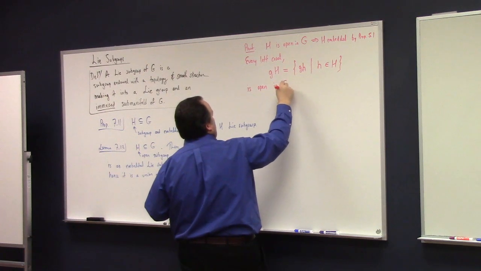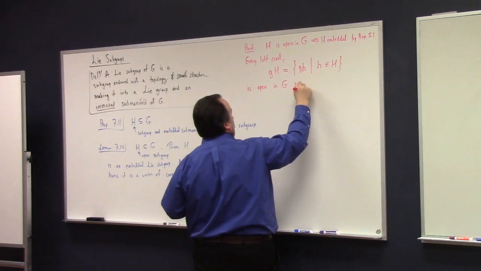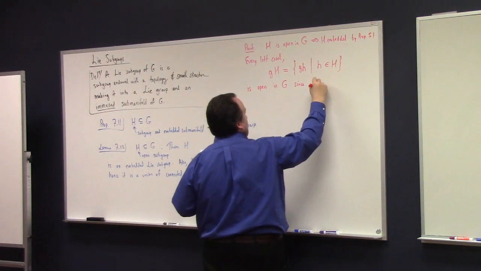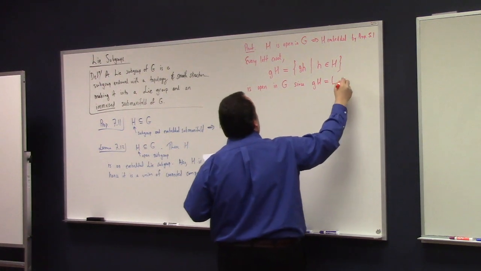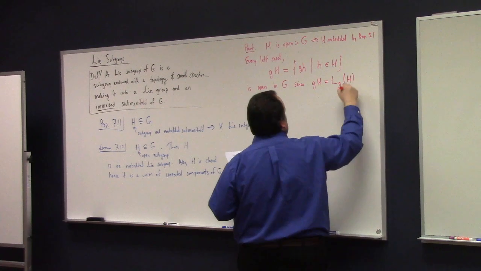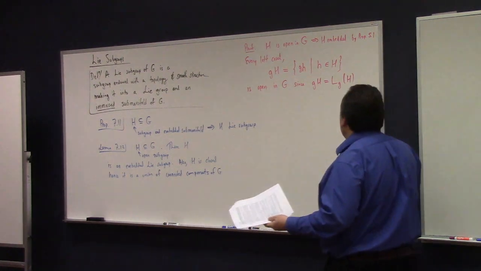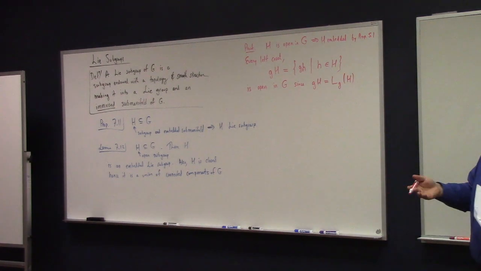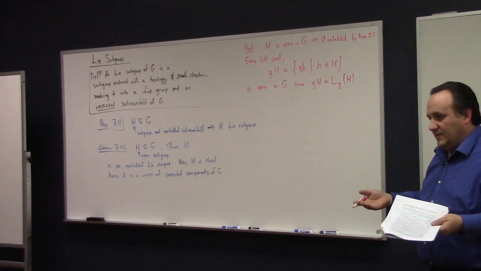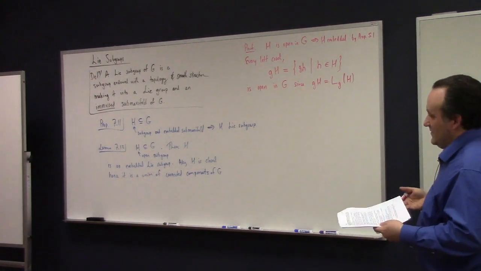It's open in G since GH is actually equal to what? It's equal to the diffeomorphism L sub G acting on... it's the image of the subgroup under the diffeomorphism L sub G, right? It's the image of the subgroup under the left multiplication by G map, which is a diffeomorphism, which means it's an open map.